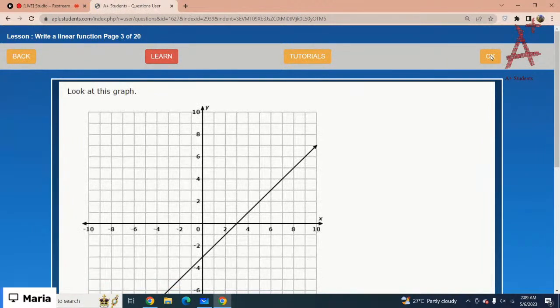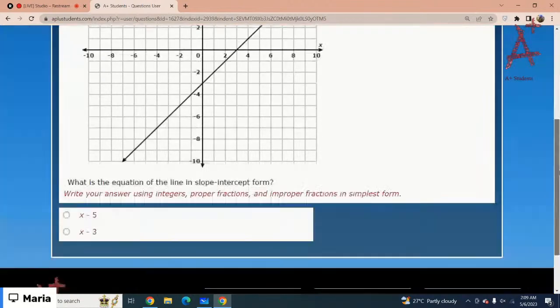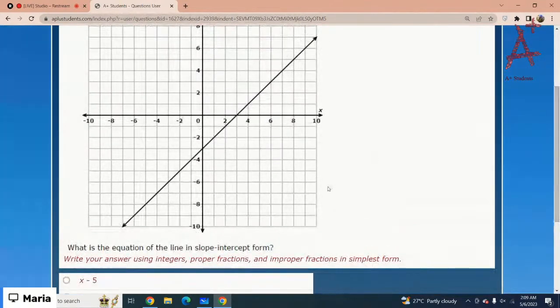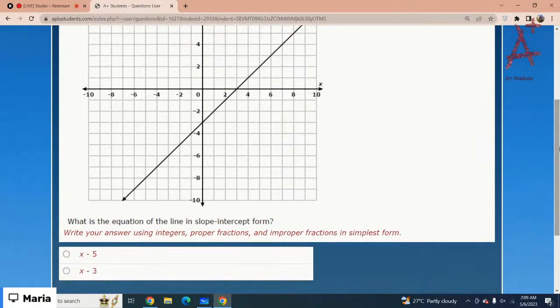Okay, the next one is, look at this graph. Okay, just look at the y-intercept. So here is the point. It would be negative 3. So that means the y-intercept of the graph is negative 3. So here is the point where the y-intercept is negative 3. So it would be x minus 3. The correct option is x minus 3. Got it?